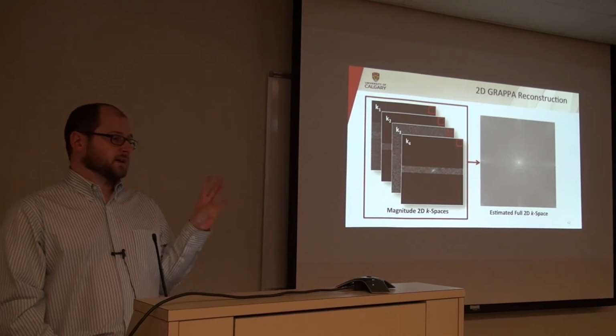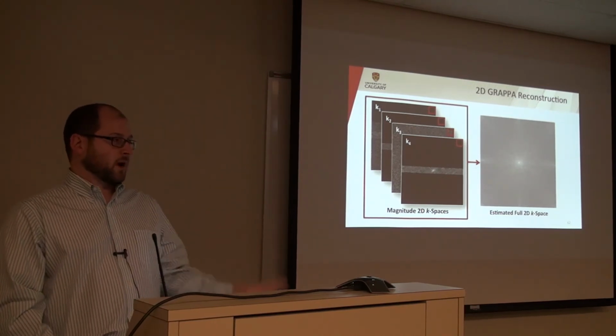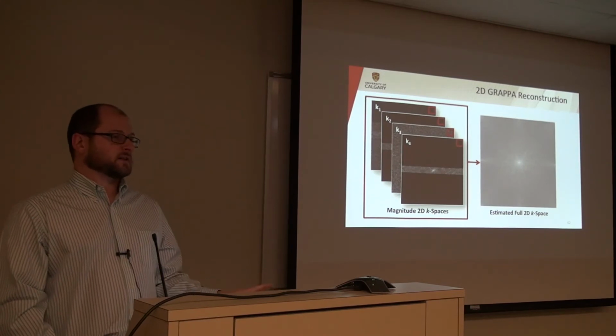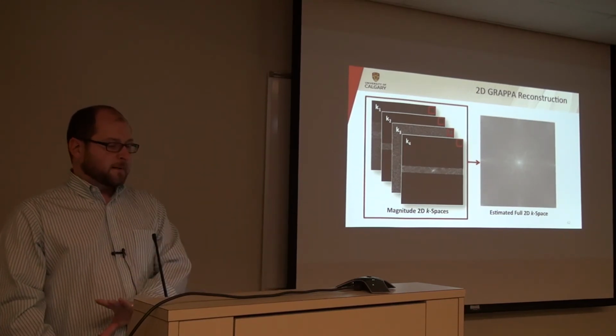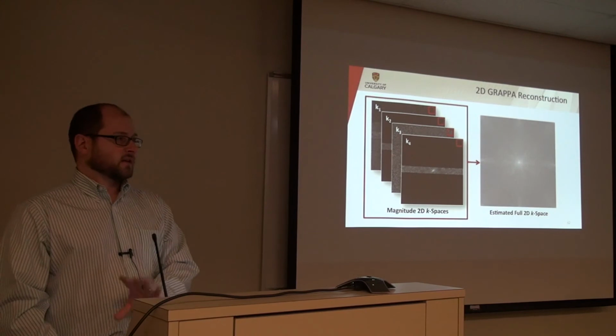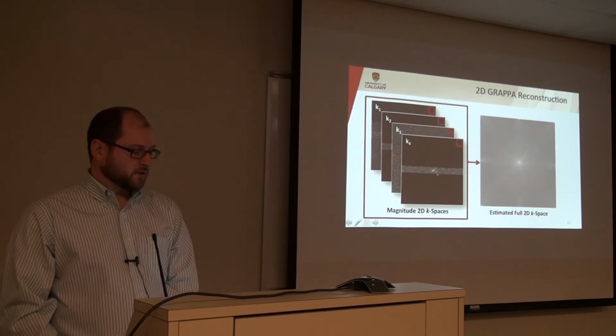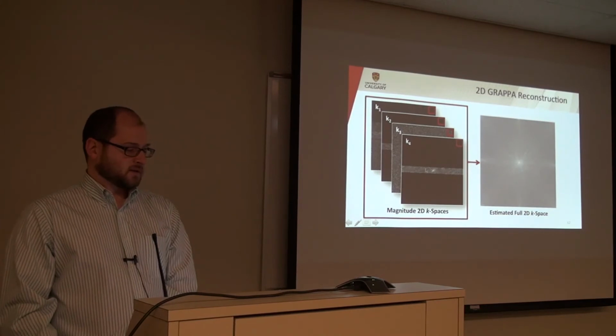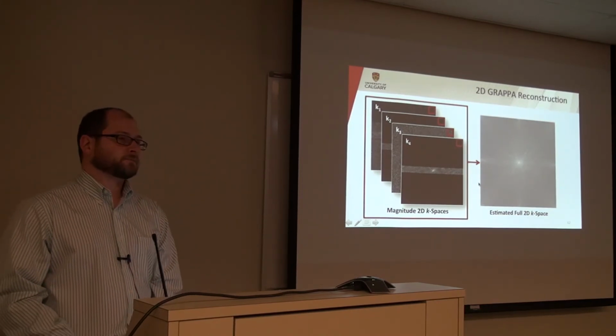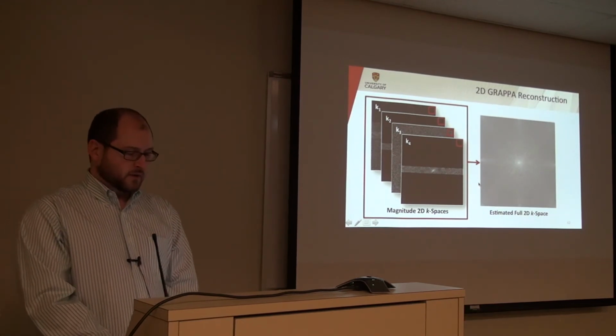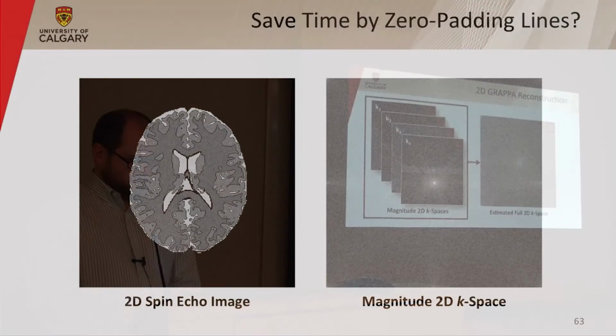So SENSE is image-based reconstruction that requires acquiring a coil sensitivity profile, and GRAPPA is K-space based that requires acquiring a full center of K-space with these lines, and then undersampling the edges. Okay? And so that's the essence of parallel imaging.